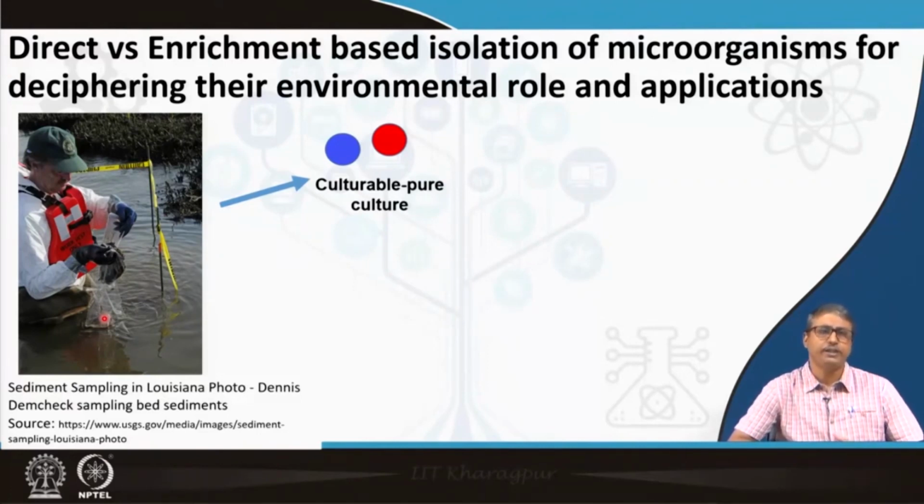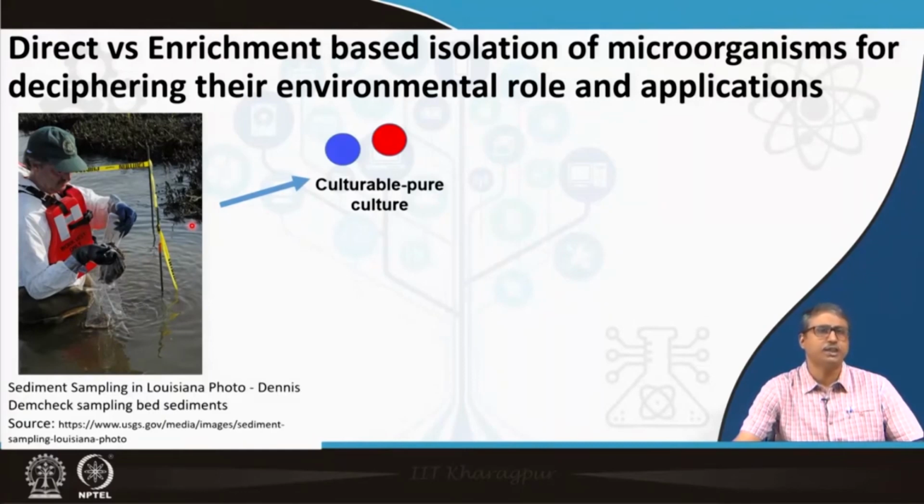Now, we know already that only maybe 1% or less of the total microbial populations residing in any environment are cultivable. Nevertheless, since there are a large number of microbial species present, like I said, around 10 to the power 4 to 10 to the power 5 different species, and the total number could be up to 10 to the power 8 or 10 to the power 9 cells per milliliter or per gram of soil. So, it is a huge number of cells and a considerably high number of species.